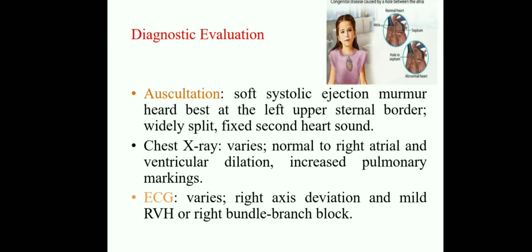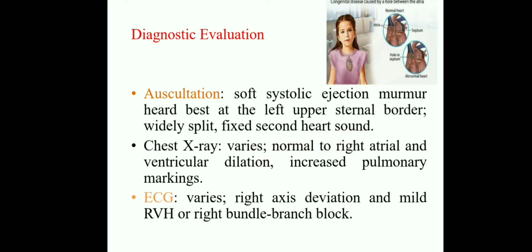Okay, and next one is diagnostic evaluations. First we should do the auscultation. Soft systolic ejection murmurs, best heard at the left upper sternal border, because the atrium is having a hole, no? So here we will clearly auscultate the murmur sounds. Mostly where it is present means at the upper sternal border. Okay, widely split fixed second heart sounds.